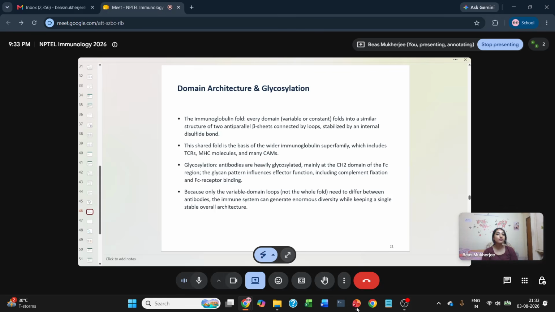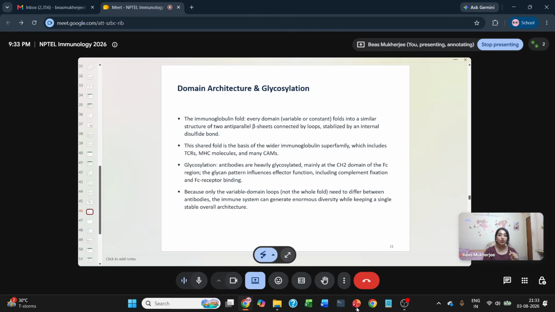Now we will see the domain architecture and glycosylation of an antibody. In the immunoglobulin fold, every domain, variable or constant, folds into a similar structure of two anti-parallel beta sheets connected by loops, stabilized by an internal disulfide bond. This shared fold is the basis of a wider immunoglobulin superfamily, which includes TCRs, MHC molecules, and many CAMs. Glycosylation: antibodies are heavily glycosylated, mainly at the CH2 domain of the Fc region.